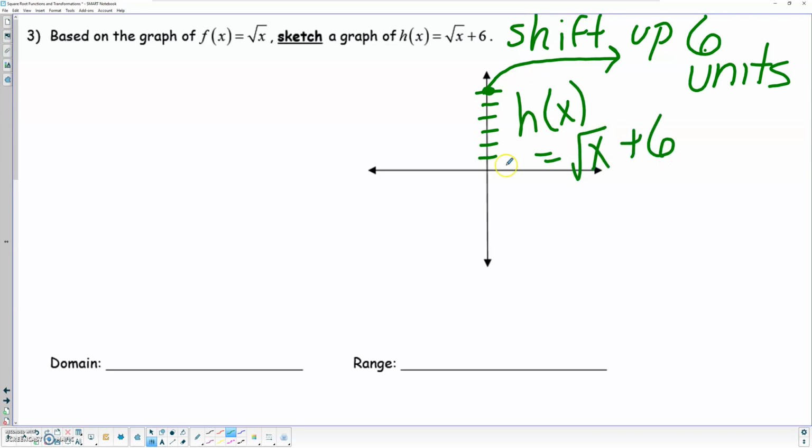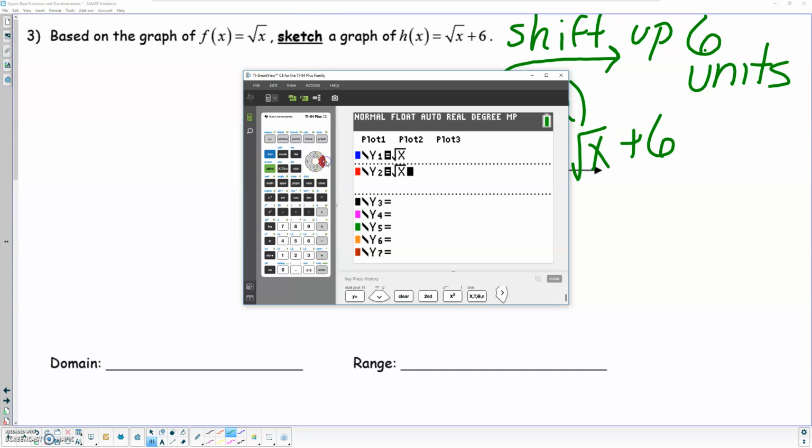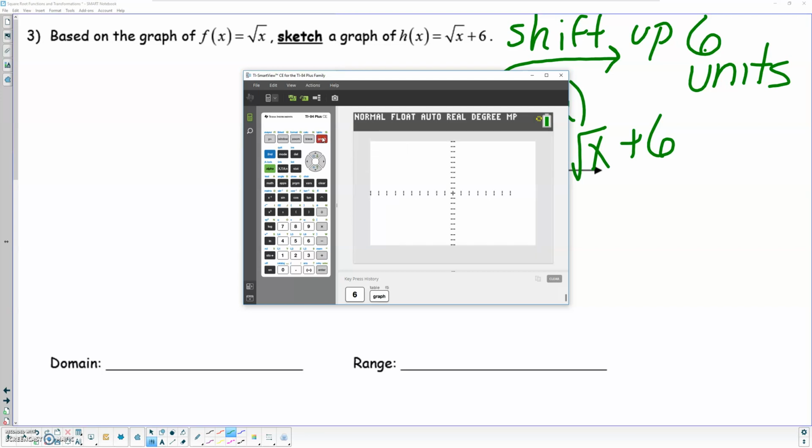And again, what's really nice is that if you're not sure, just go back to your calculator. Okay, so this time in y2, I'm going to type in the square root of x plus 6. Okay, so this is the square root of x, and this is the square root of x plus 6. So you'll see it's that same curve, it's just shifted up 6 units.